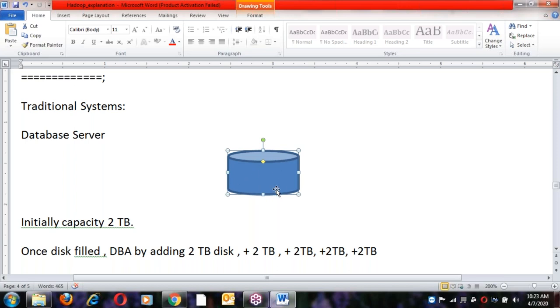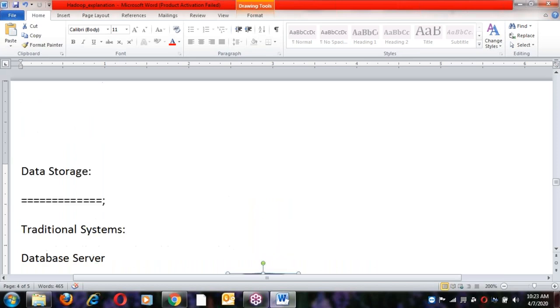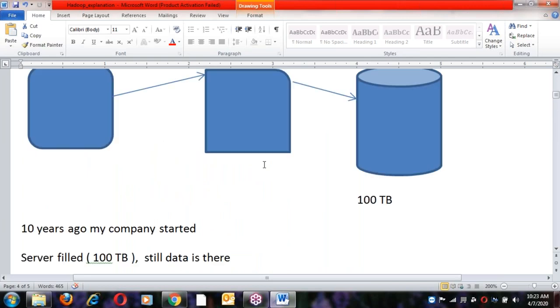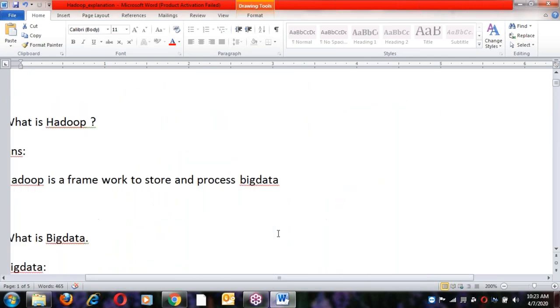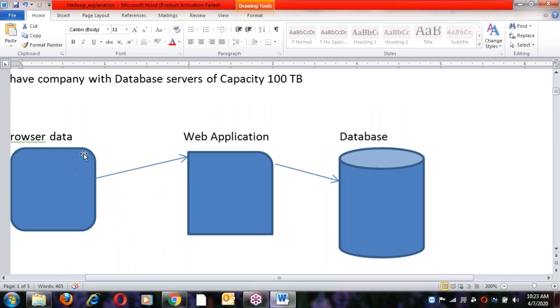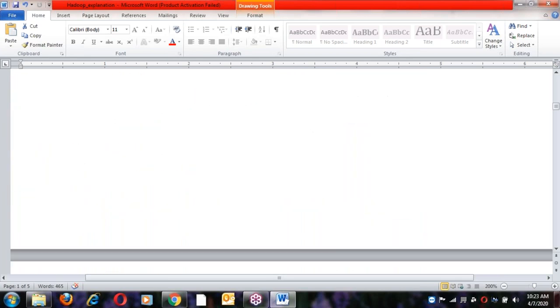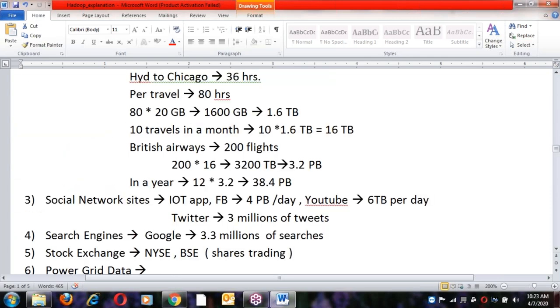Once this 2 TB disk is filled, consider the application architecture, a web application. Whatever data we upload goes to the web application and is stored in the database. This web application continuously generates data every day. It may be a Facebook application, a Flipkart application, Google, Gmail, or the Durga website. Every day it generates some transactions.